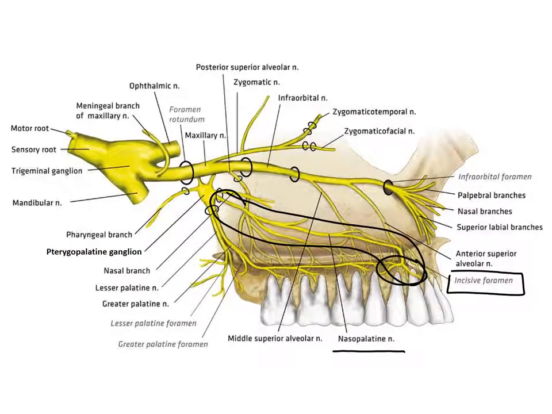Notice how the remainder of the hard palate of the oral cavity is supplied by the greater palatine nerve, shown here. And again, the soft palate is supplied by the lesser palatine nerve.